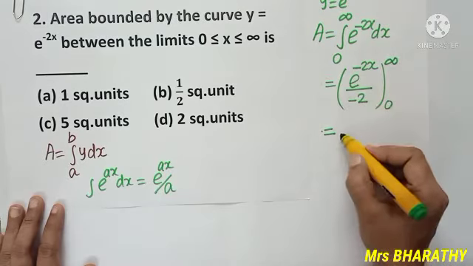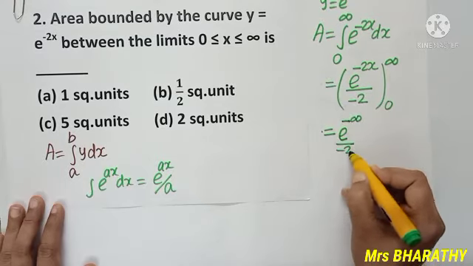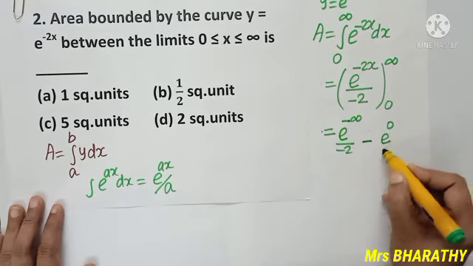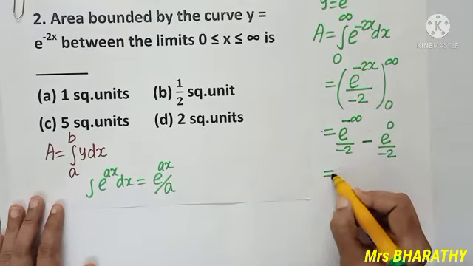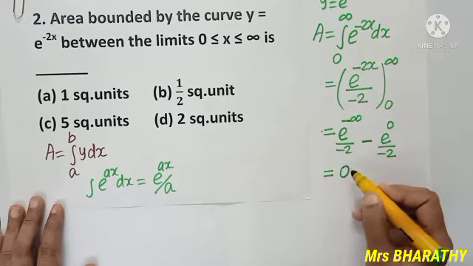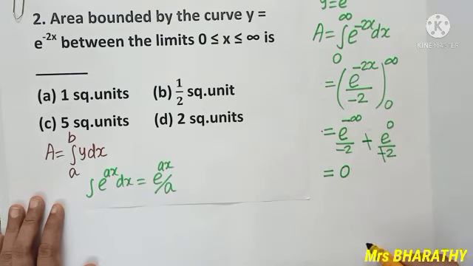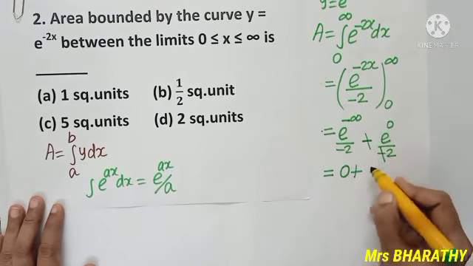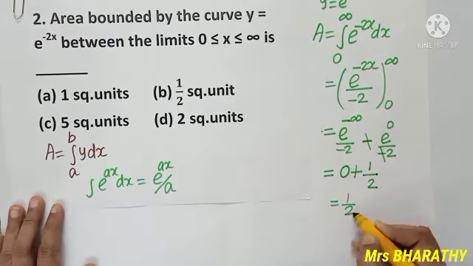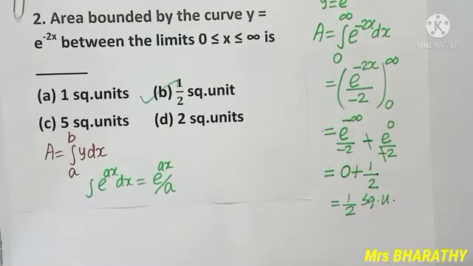Put the upper limit, e power minus 2 into infinity, minus, put the lower limit, e power 0 by minus 2. As we simplify, e power minus infinity reduces to 0, and 0 by minus 2 is again 0. Minus and minus I can cancel. It is e power 0, which reduces to 1, by 2. So the right option is 1 by 2 square units. Option B is the right choice.